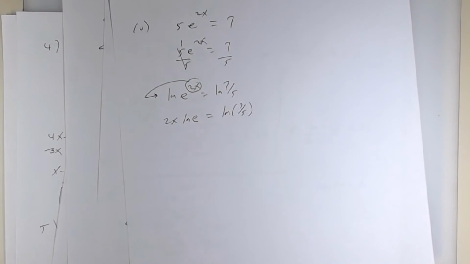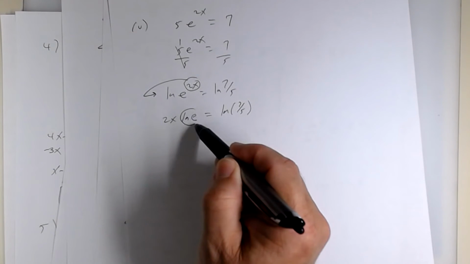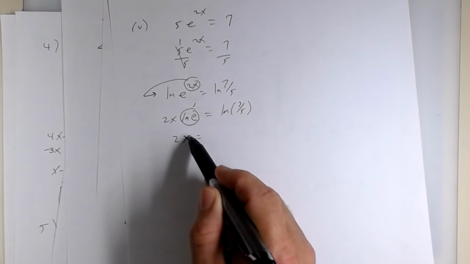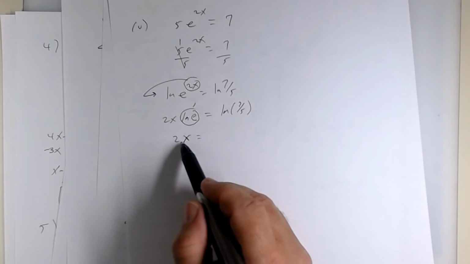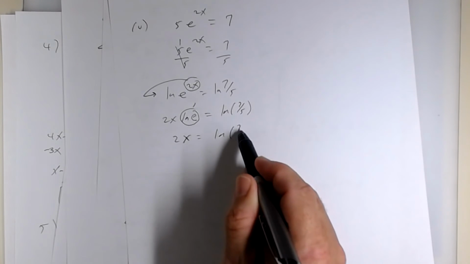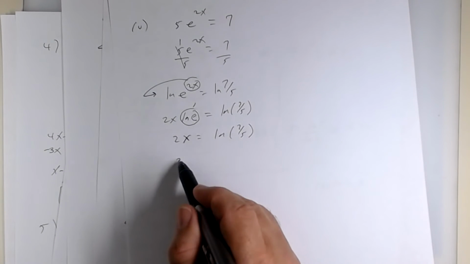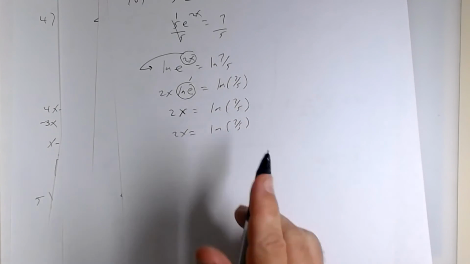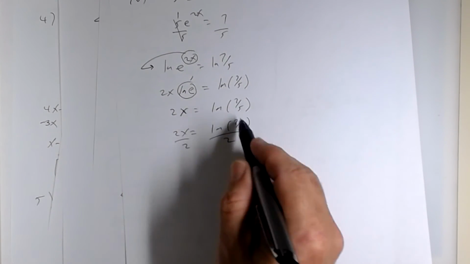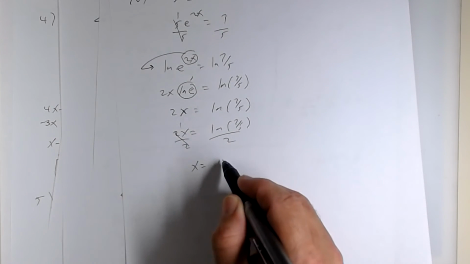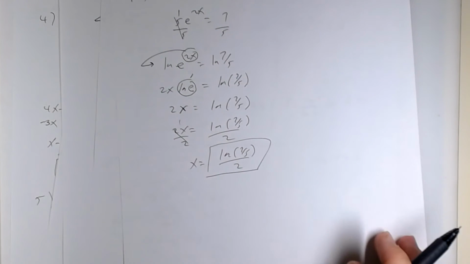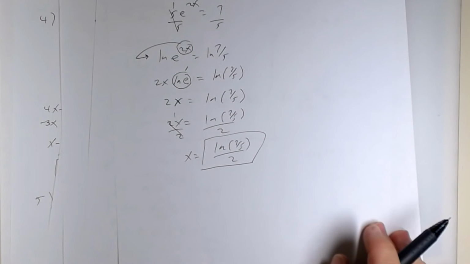What else can I do? The natural log of e is 1. At some point you divide by 2. Let's just write it out first. But you all agree that this is 2x, right? Now how to get x by itself. It would be the natural log of 7/5 divided by 2. That will be the answer for the first blank.